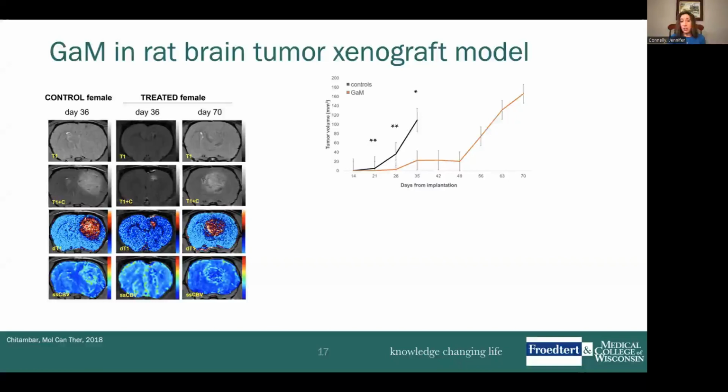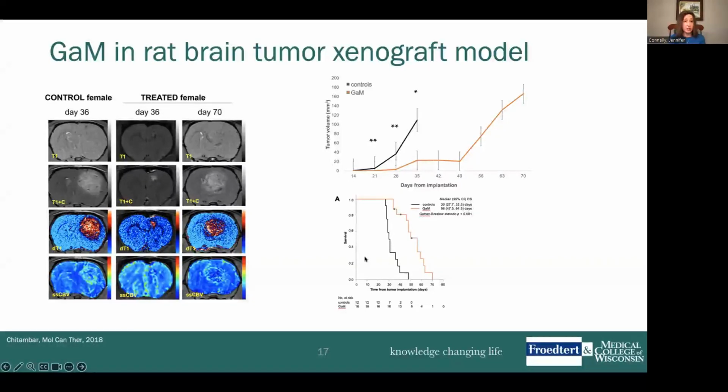When we look at all of our subjects who received gallium maltolate, we saw that there was significant reduction in the volume of tumor and the rate of growth. And then we also found that animals that received gallium maltolate lived longer compared to the control arms. And both of these were statistically significant.